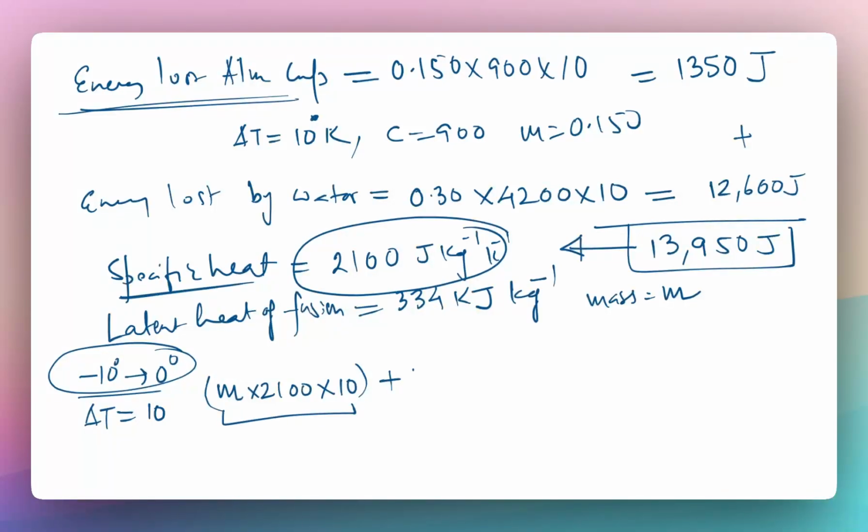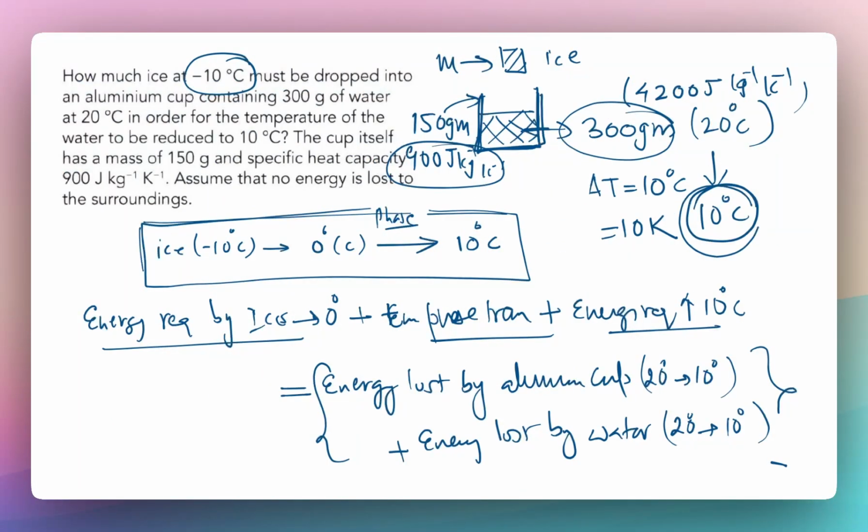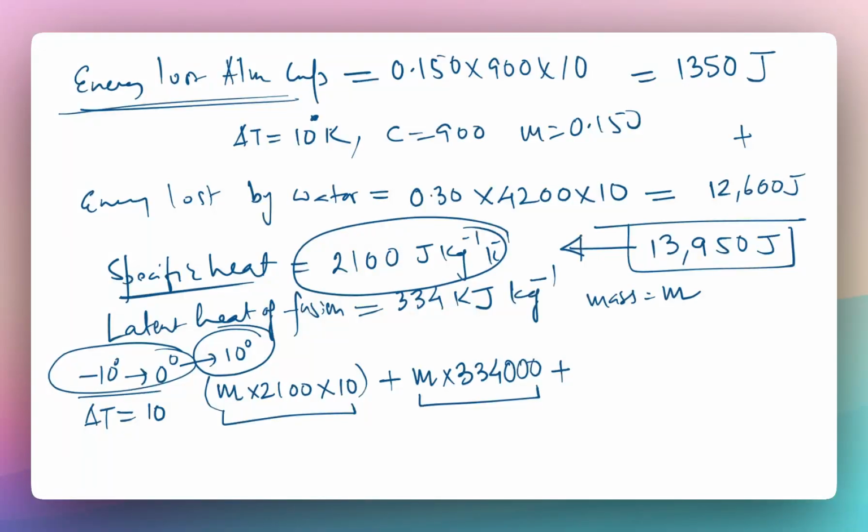Then whatever mass there is, it is going to convert itself into water, and that will require mass into 334 kilojoules, which means this much energy is required to convert ice into water, right? And then the converted water will increase its temperature from 0 degrees Celsius to 10 degrees Celsius, which is our final temperature. So the mass of this water is again m, the mass is conserved, and then it is going to be 4200, the usual specific heat capacity of water, and the temperature rise is equal to 10. Now we have this equation.